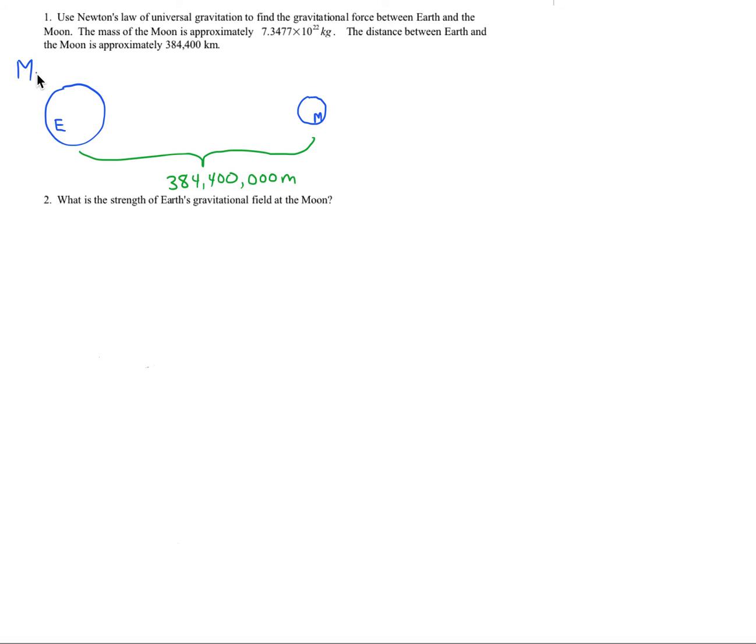The mass of Earth is 5.97 times 10 to the 24 kilograms. And the mass of the Moon is 7.348 times 10 to the 22.